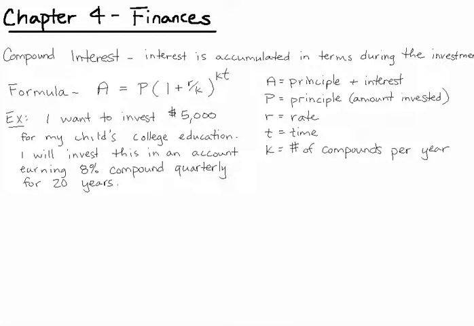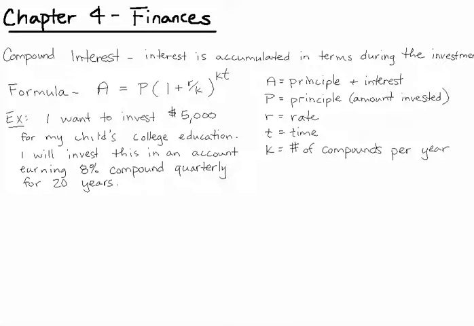So if the account is compounded annually, K would equal 1 because it's compounded once over the course of a year. Compounded semi-annually, K would equal 2. Compounded quarterly, there's 4 quarters in a year, so K equals 4. Compounded monthly, K equals 12, and so on. Compounded daily, 360.